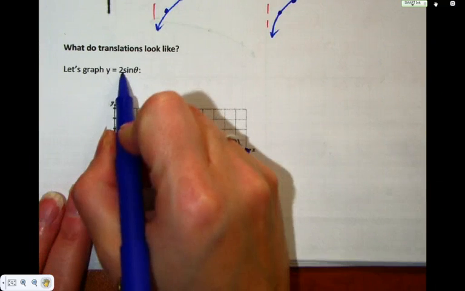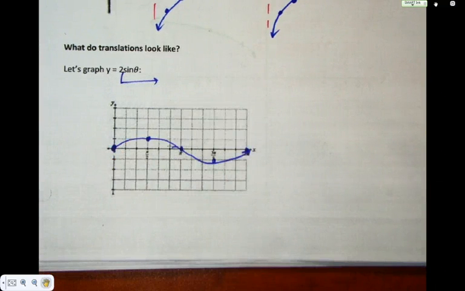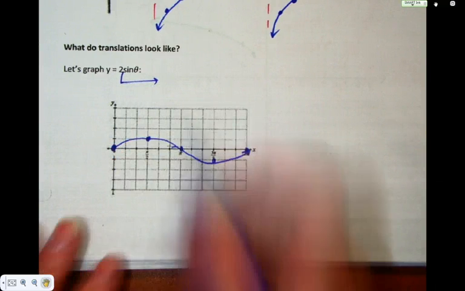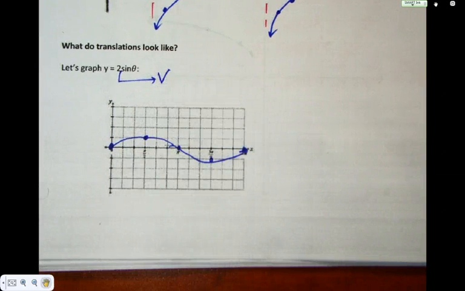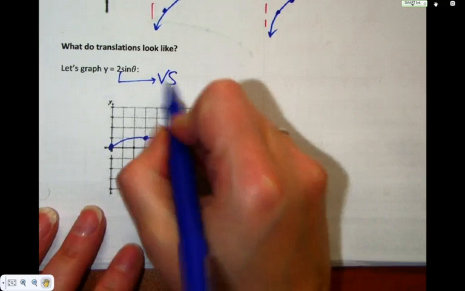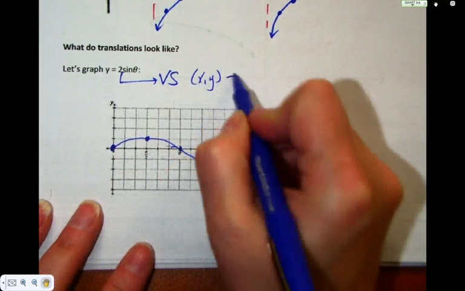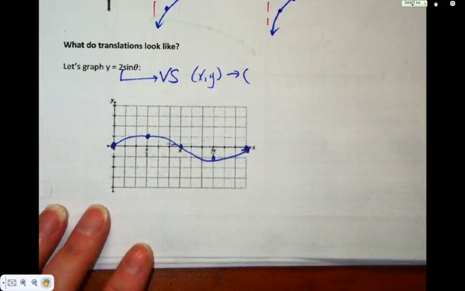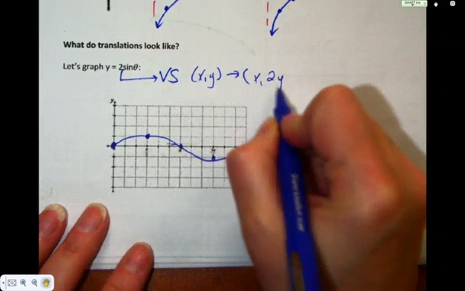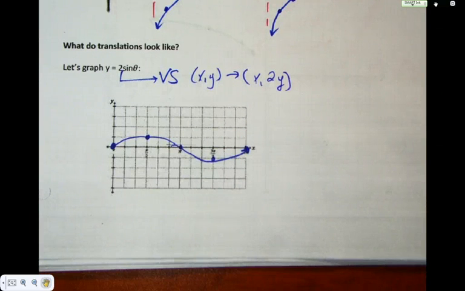Okay, what's the 2 in front? Is it inside brackets or outside brackets? Okay, so that's a vertical. Is it a reflection, a stretch compression, or a translation? How do we know it's a vertical stretch? Because it's a whole number, so xy is going to go to x, 2y. So these are no different than other base graphs. They just happen to be trig base graphs.